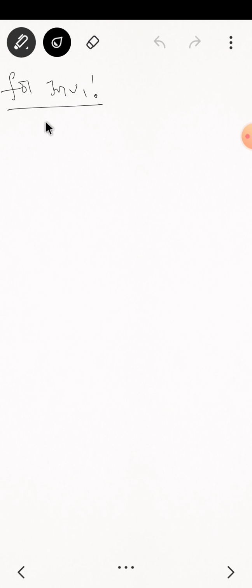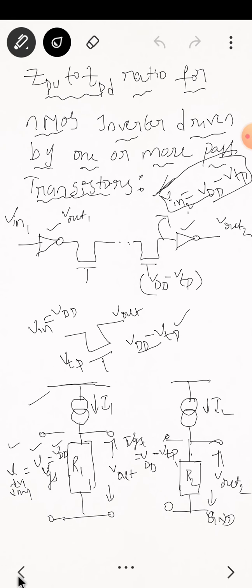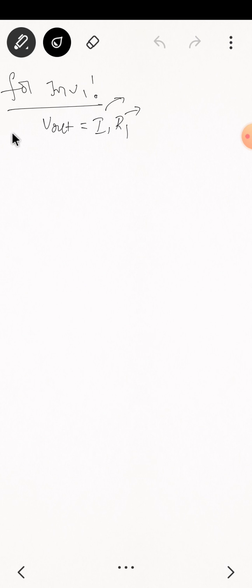In this derivation I find the V out. V out is equal to I1 into R1, where I1 is the current across the depletion mode transistor, and R1 we already saw in the inverter circuit. I have to find this I1 and this R1. I am going for inverter 1, the depletion mode transistor.